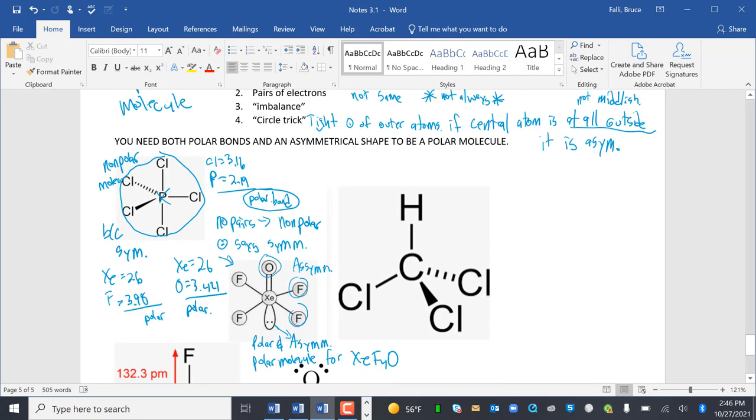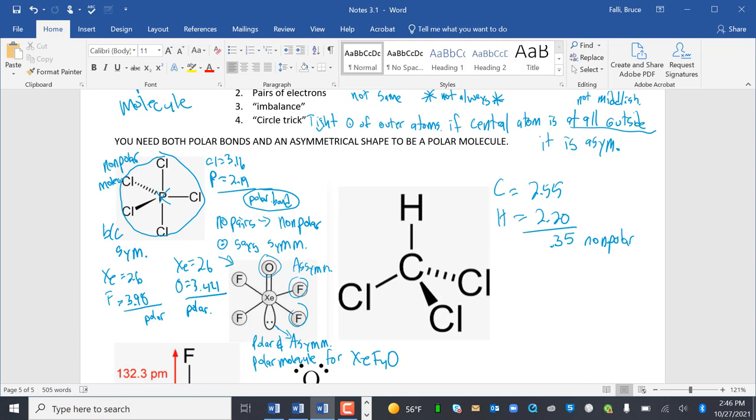Let's look at CHCl3. Okay, so let's look at the C to H bond. Carbon is 2.55. Hydrogen is 2.20. That's 0.35. That is a non-polar bond. So right now, that's not doing much for me.